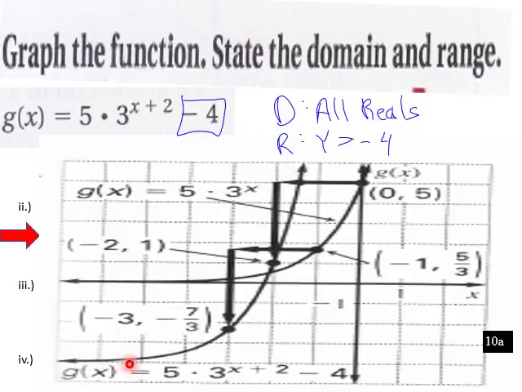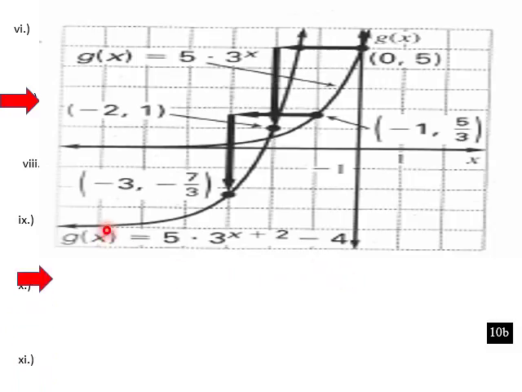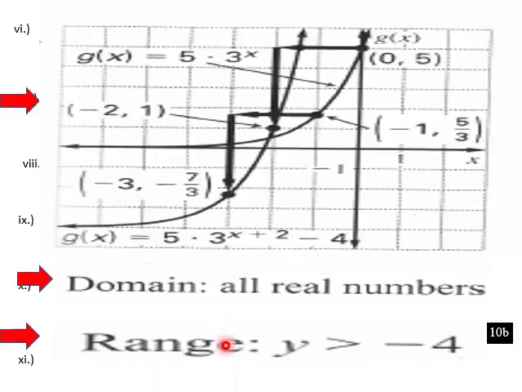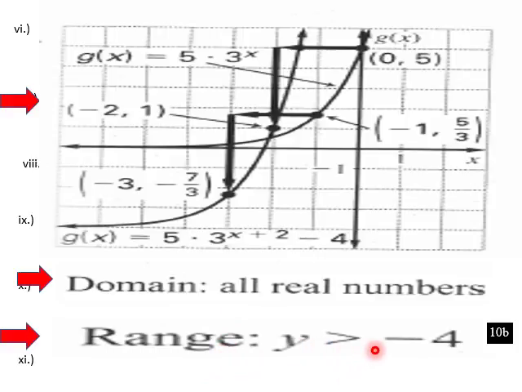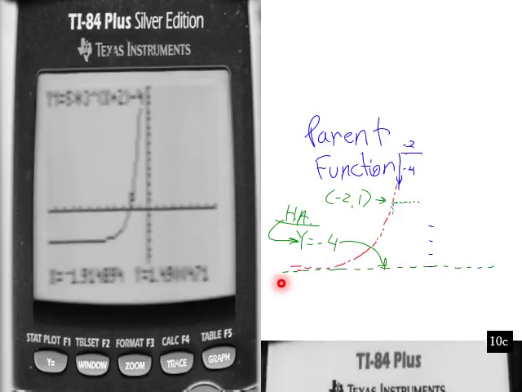Domain is all reals. So our domain will be all reals, and then our y values will be y will be greater than negative 4. y equals negative 4 will be your horizontal asymptote down here. And domain's all reals, and then range is y is greater than negative 4. That would be our range for that.